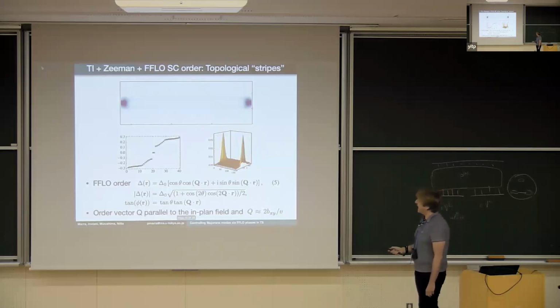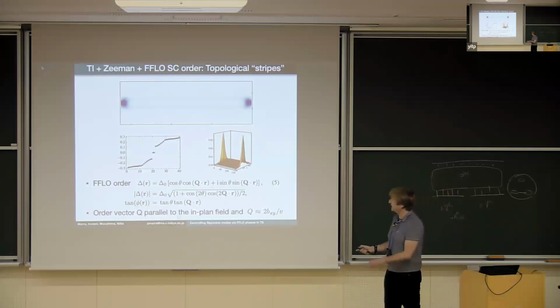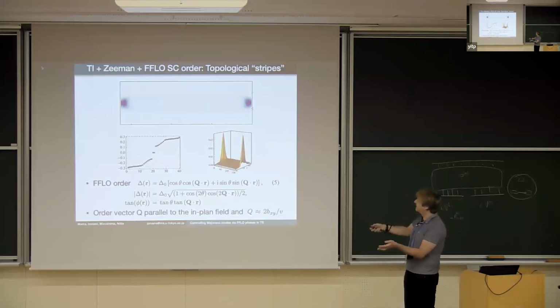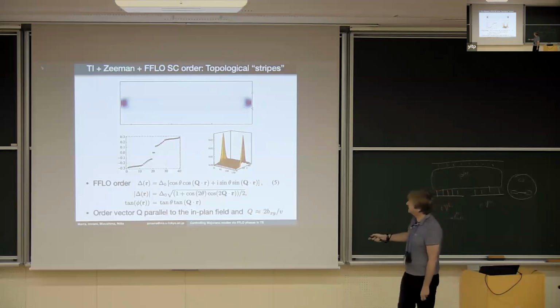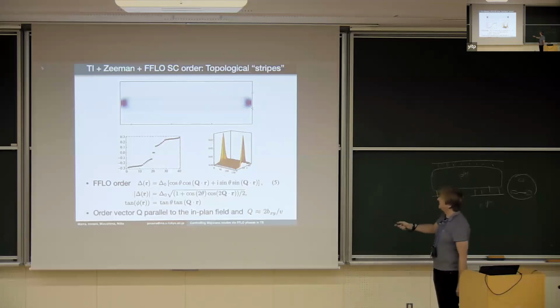So if I obtain a superconducting order where Q is smaller, that means that the distance between the stripes is larger, and basically I can accommodate a single stripe in my finite system. So I have this two-dimensional system, where the inverse of Q is comparable with the linear size of the system.